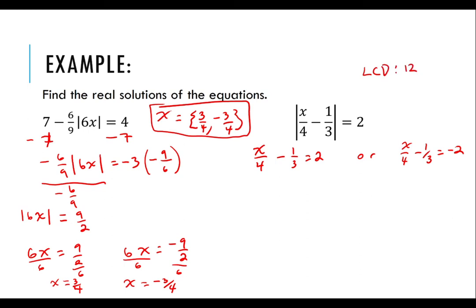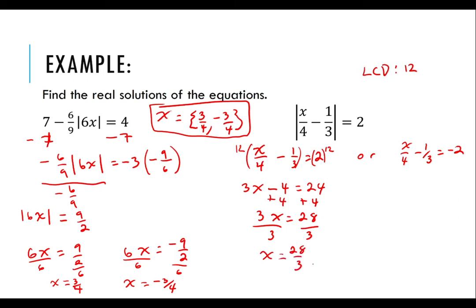That's perfectly fine. And so if I multiply everything by 12, we're going to get that 3x minus 4 is equal to 24. Then add 4, 3x is equal to 28. Divide by 3, x is equal to 28 thirds.